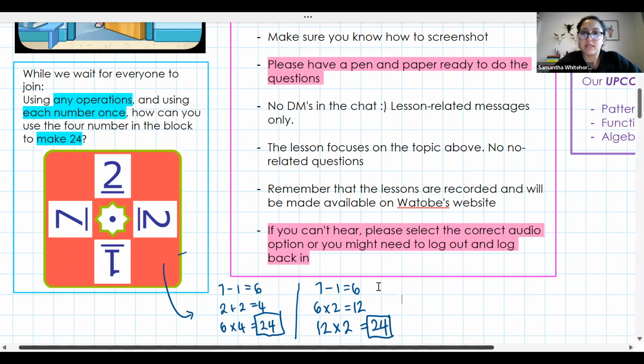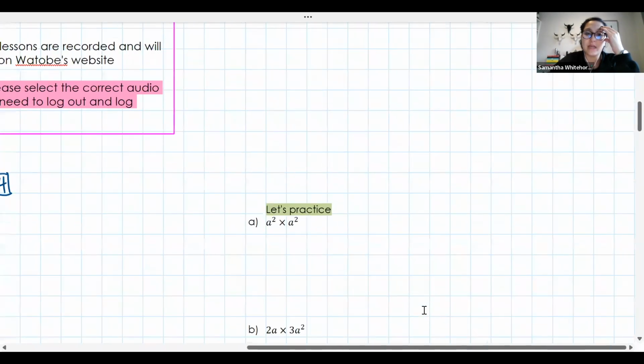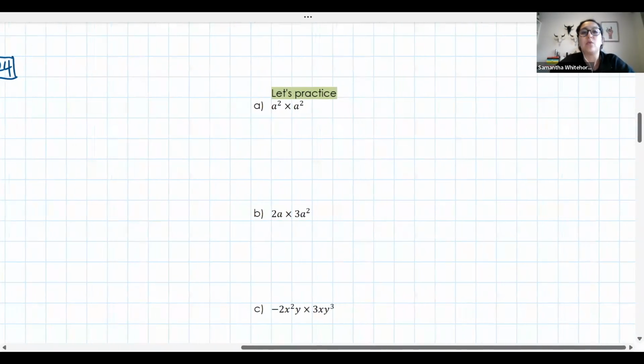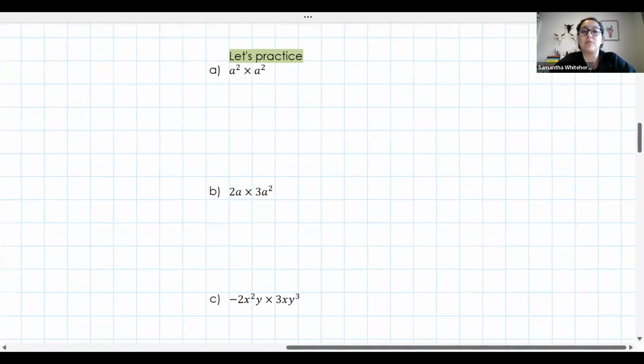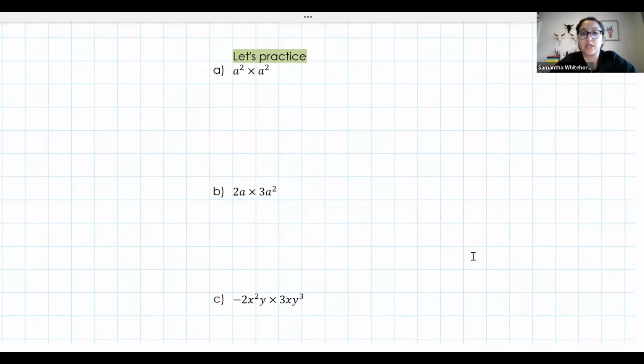But let's get into our lesson. So on Monday, we spoke about the multiplication rule with exponents. And so we're just going to practice that before we head into division, just to make sure that we all are comfortable and confident moving on with these questions.